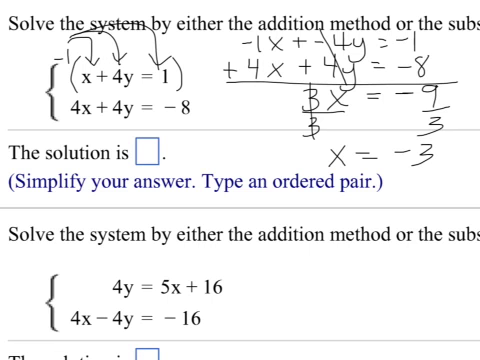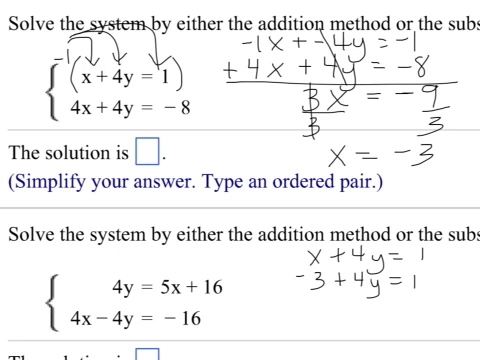So when I added the second equation, the y's were eliminated, and I have 3x equals -9 because -1x plus 4x is 3x, and then -1 plus -8 is -9. Then I divided both sides by 3, and I have x equals -3. Now I'll substitute -3 in my first equation and solve for y. Substituting -3 in place of x, I have -3 plus 4y equals 1.